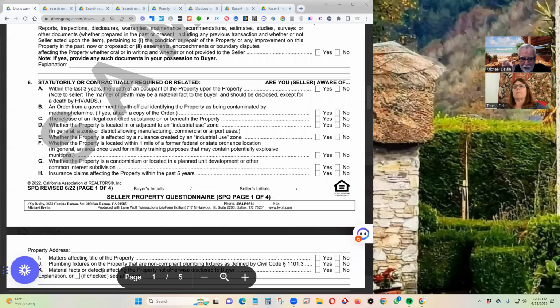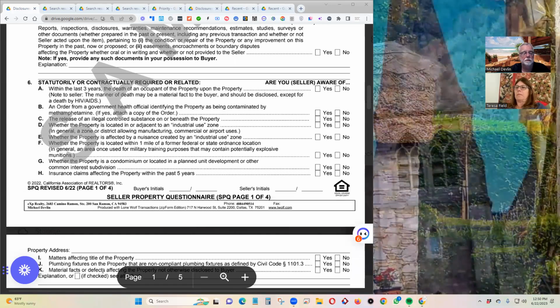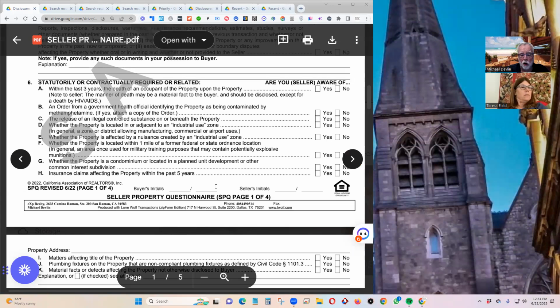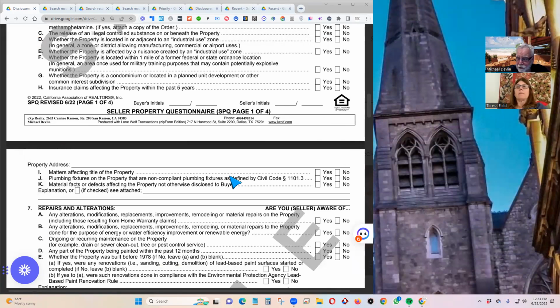Is it within 1 mile of where there might be military ordnance, like bullets and unexploded bombs and things like that? Is it in a condominium? Are there insurance claims in the last 5 years? And by the way, if there are insurance claims, we would typically get what's called a CLUE report, a CLUE, which is a report that shows whether or not the property can be insured. Because if you've used your homeowner's insurance too often, then they don't want to insure you anymore.